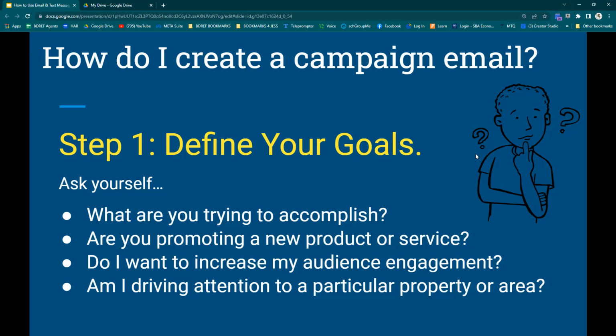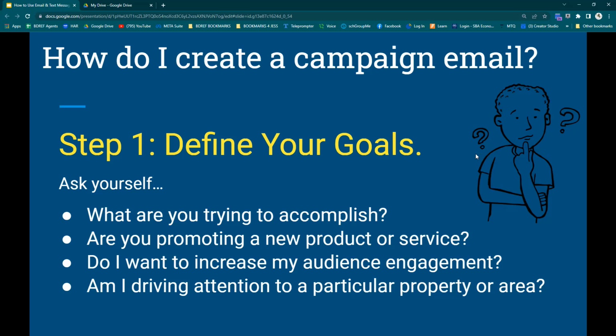We discussed this last week when we were discussing the design of your flyer or what your marketing message was. Think ahead, knowing that you have to put that intent behind it when it comes to creating your marketing message. So think it through: what are you trying to accomplish? Are you promoting a new product or service? Do I want to increase my audience engagement? Am I driving attention to a particular property or area?